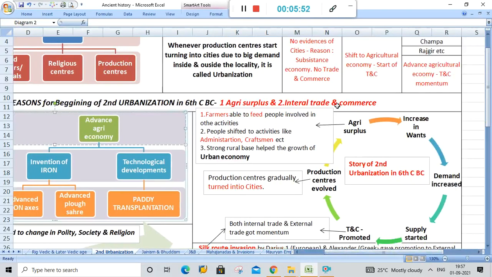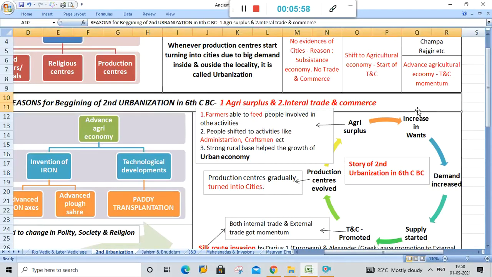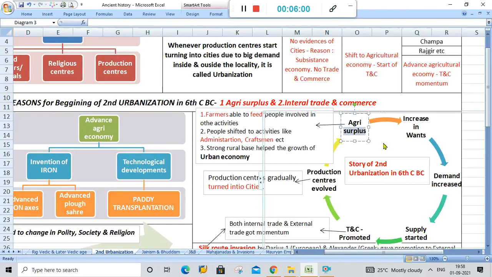Then the second reason is internal trade and commerce. The story of the second urbanization in the 6th century BC is explained in this cycle. See, there was agricultural surplus. This agricultural surplus was because farmers were able to feed people involved in other activities. So there need not be many people involved in agriculture only. Few farmers were able to feed so many others involved in other activities. So this gave rise to people working in other sectors also. People shifted to activities like administration, craftsmen, etc.